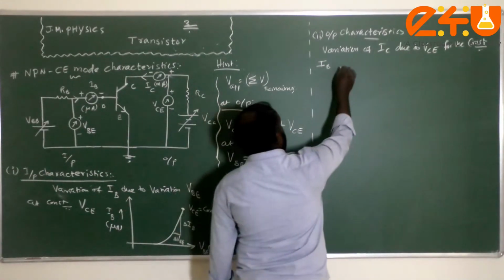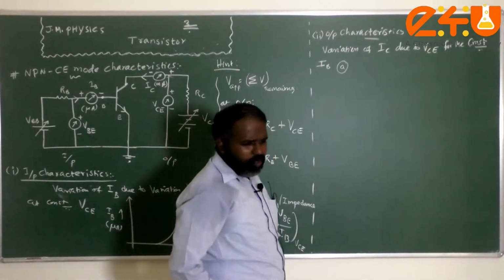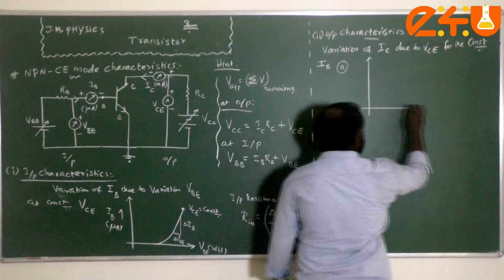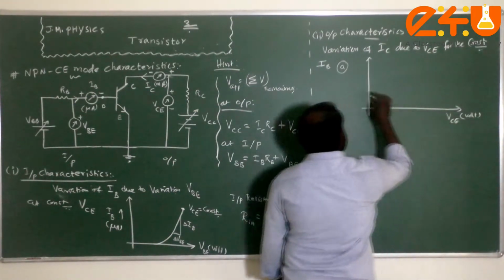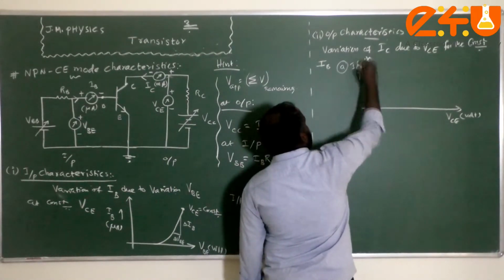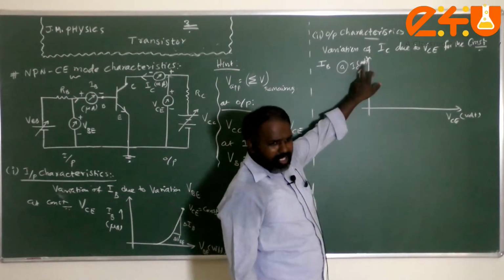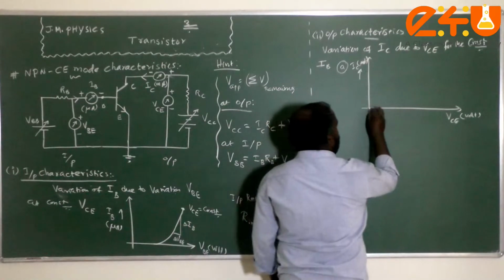The first one I am going to draw is the normal output characteristics graph. Please see that this is VCE in volts, and this will be IC in milliamperes, mA. For different values of IB you are drawing the graph.